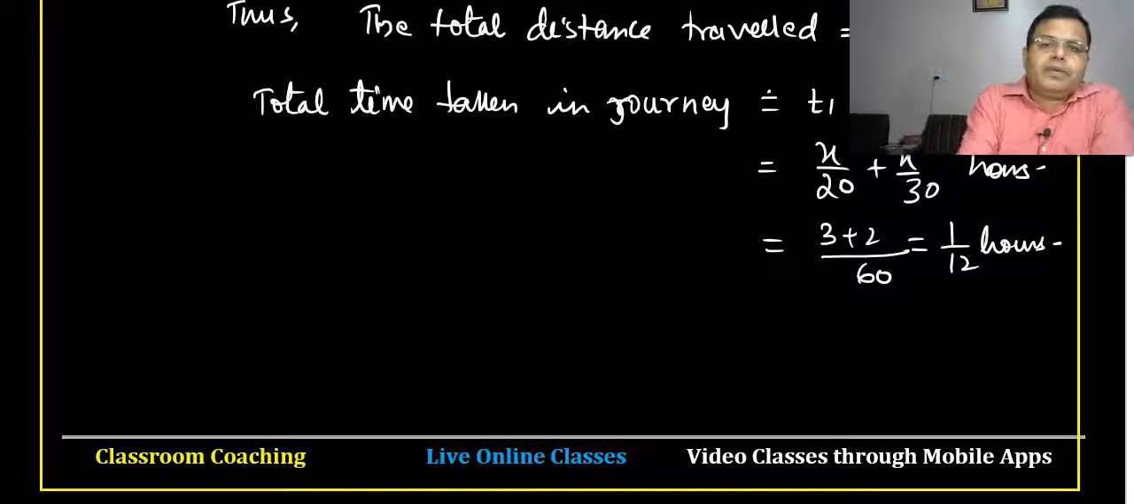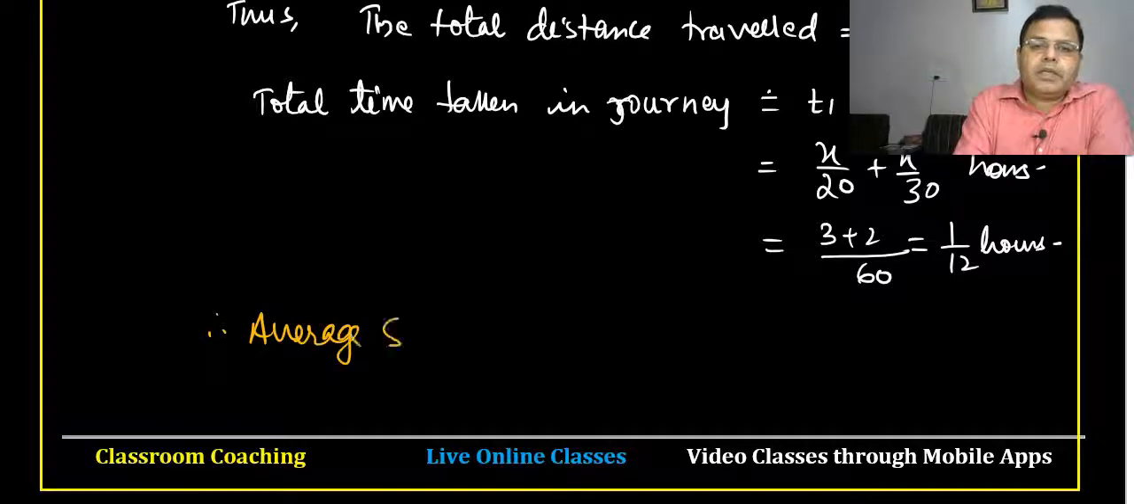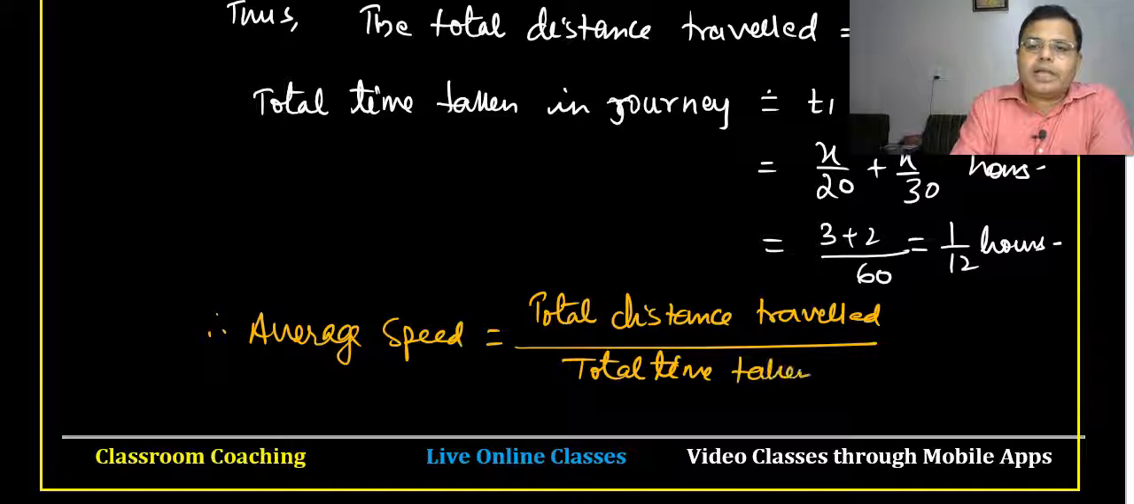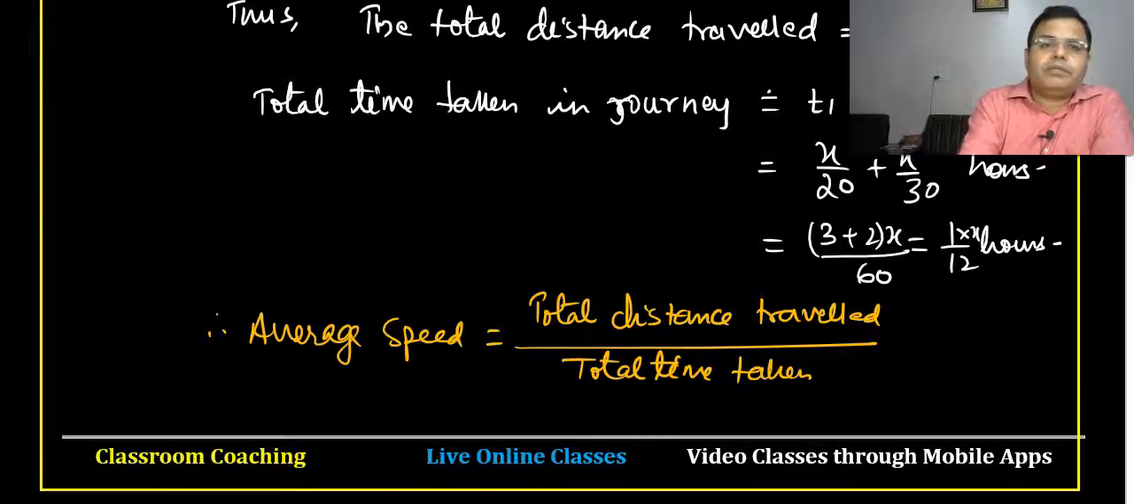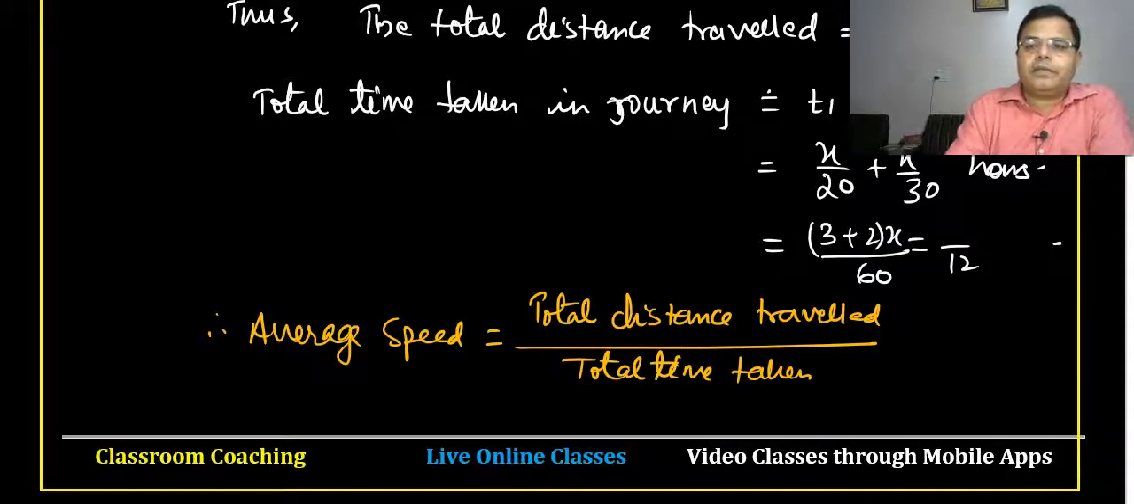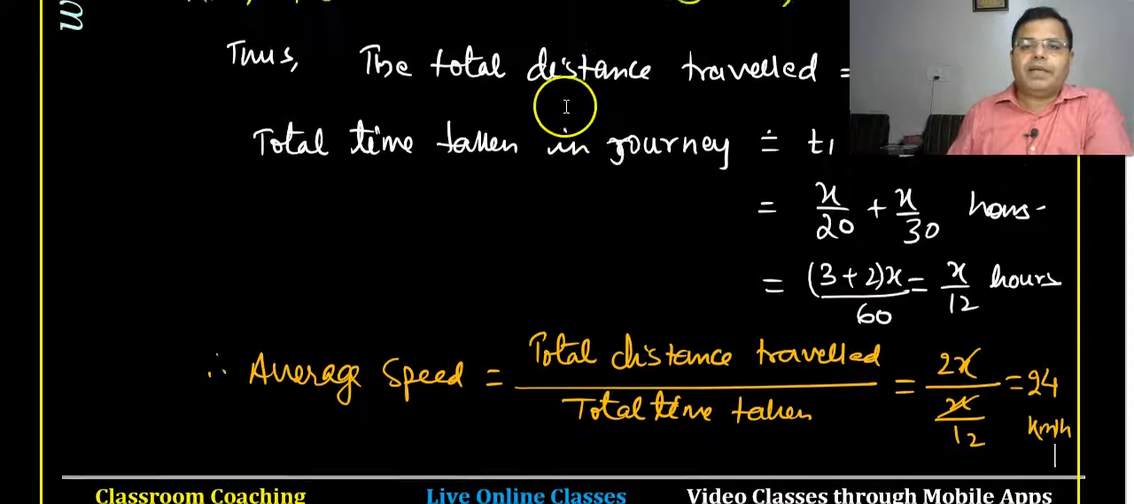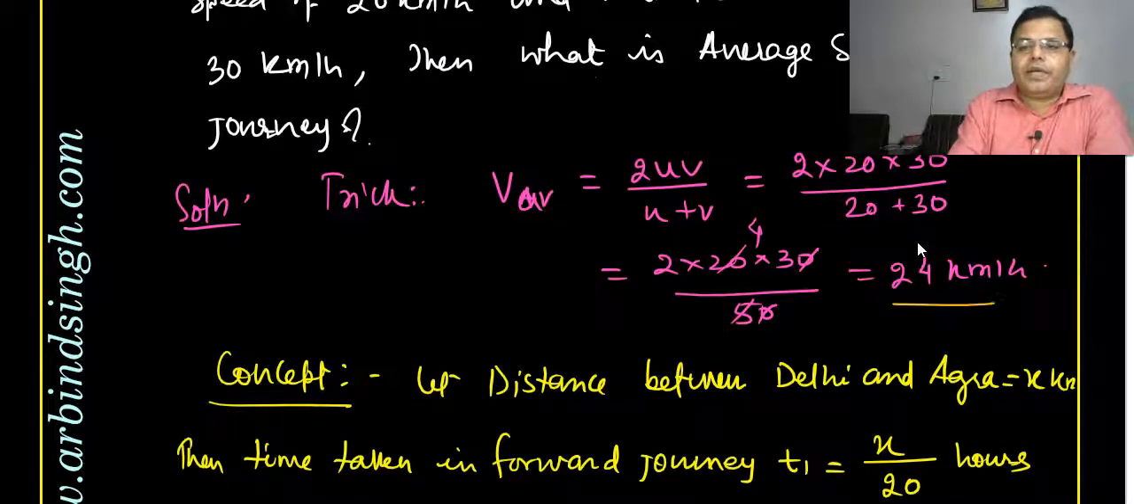Now, as per the definition, average speed is equal to total distance traveled upon total time taken, and here x is common, so it will be x by 12 hours, right? Okay, so here the total distance traveled is 2x and total time taken is x by 12. So x cancels, 12 will come this side, and 12 into 2 is 24. So 24 kilometer per hour, and this is the average speed we have derived with the tricks as well. This is the same answer, so you can do this.